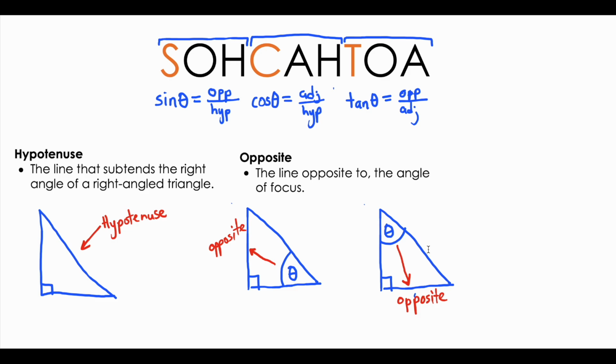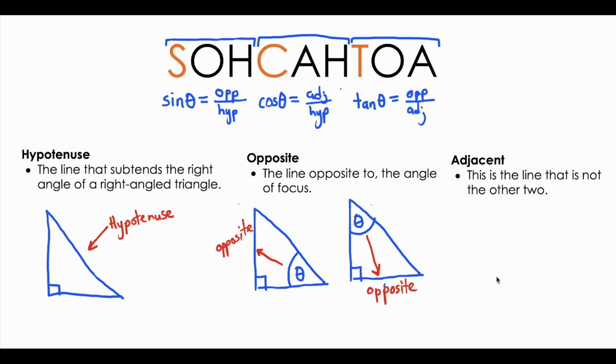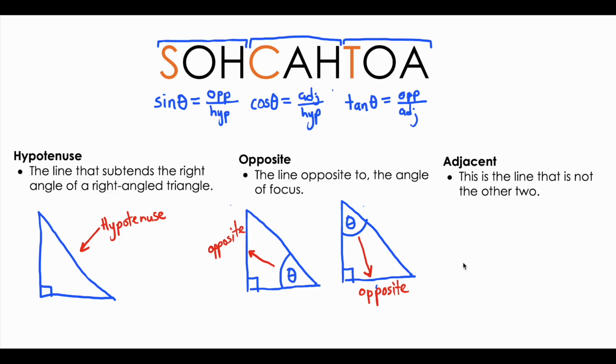The adjacent. Excellent. All I need you to remember when it comes to the adjacent is that it's the other line. Once you figure out what a hypotenuse is and opposite, that only leaves one more thing, the adjacent. So basically, the adjacent is the line that's not the other two. So if you know what the others are, you know what the adjacent is.